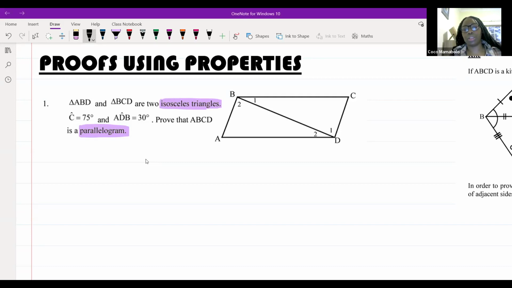Okay, so in this triangle over here, they tell us in the write-up that angle C is equal to 75 degrees. So that angle over there, 75 degrees. Angle ADB, let's go look for it. ADB is equal to 30 degrees. Then they say prove that ABCD is a parallelogram.